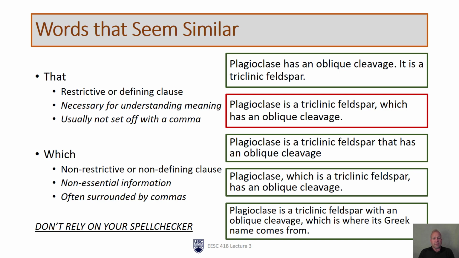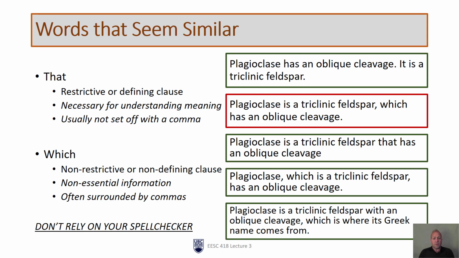So let's try and correct that. Plagioclase is a triclinic feldspar that has an oblique cleavage. So this is the third sentence down. So now "that" is referring to the subject of the sentence, which is still plagioclase, and this is a defining clause. We're still defining plagioclase.